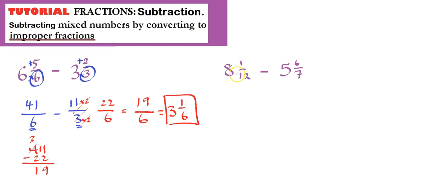Over here, let's go through this way. So 12 times 8, that's 96, plus 1 is 97. So big numbers we're talking here, that's going to make it awkward. Minus 7 times 5 is 35, plus 6 is 41. Again, big numbers, very awkward. Okay, so here the common denominator is going to be 84, isn't it? So 84 is our common denominator.